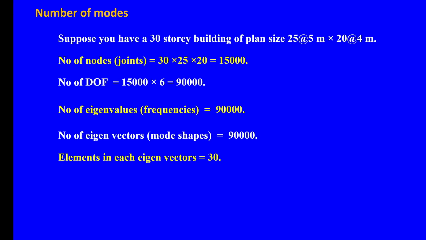Now let us see how many modes are possible in a system. To have a feel about this, let us consider a 30-story building of plan size 25 bays at 5 meters and 20 bays at 4 meters along the short direction. So the number of nodes or joints available in the system is 30 stories into 25 into 20, so 15,000 nodes or joints are available. Since it is a 3D system, there will be 6 degrees of freedom per node, so 15,000 times 6, that is 90,000, is the total number of degrees of freedom. And the number of eigenvalues and frequencies also will be 90,000. The number of eigenvectors also will be 90,000. Elements in each eigenvector will be 30 because the building was 30 stories high.